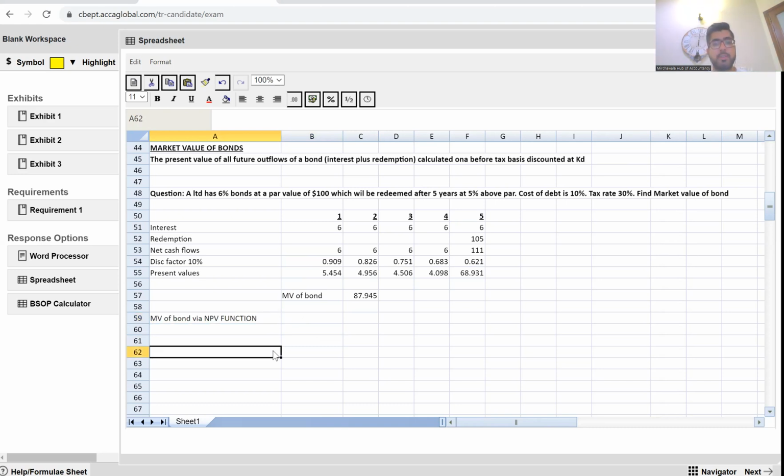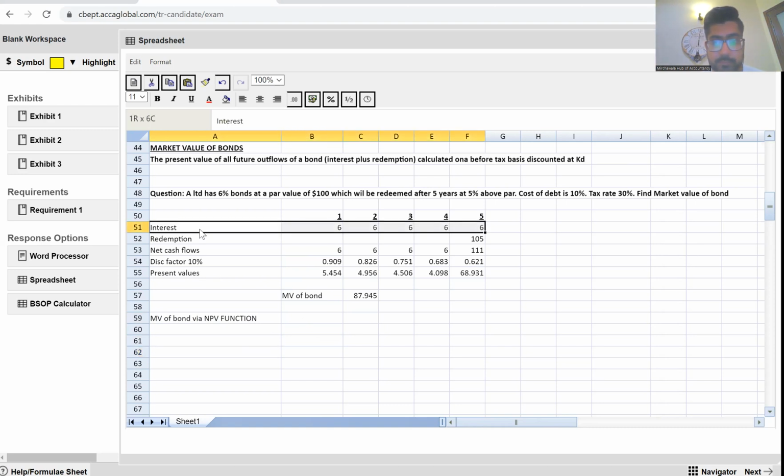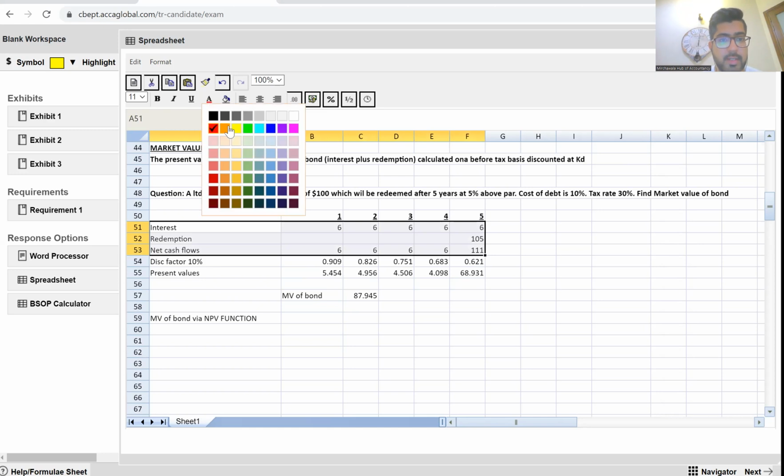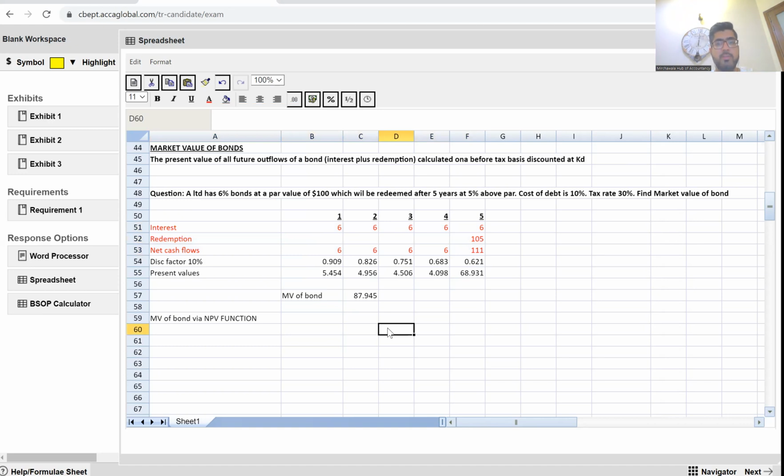Because what effectively you are doing is taking interest, redemption, net cash flows, multiplying by the discount factor to get present values, and adding them all to get the NPV or market value of money. You can do this via the NPV function. Write interest, redemption, and get net cash flow. Stop at net cash flow. No need to apply discount factor or anything else. Stop here once you get net cash flows.